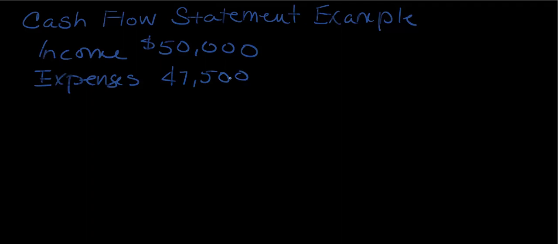So in order to put together his cash flow statement, we're going to need to figure out what his surplus or deficit would be. So in order to figure that out, we'll just subtract his expenses from his income, and we find that he has a surplus of $2,500.